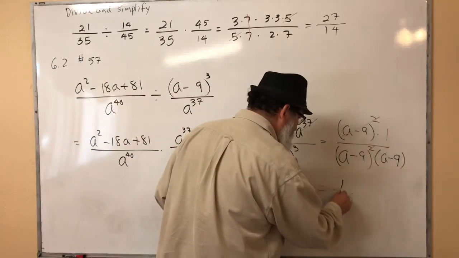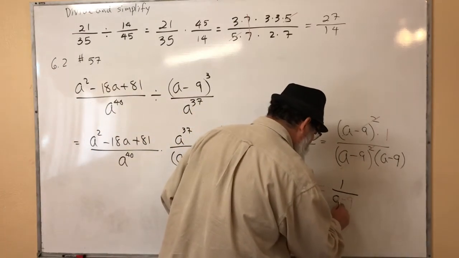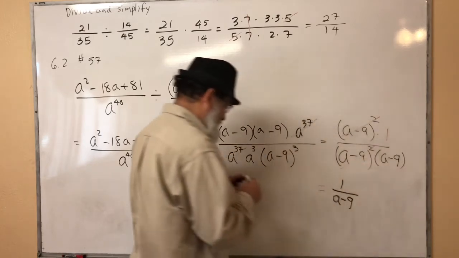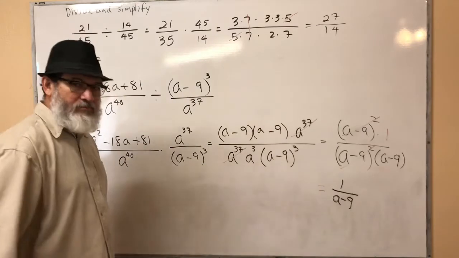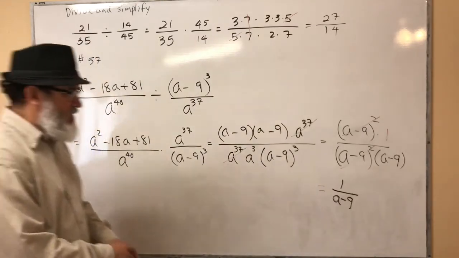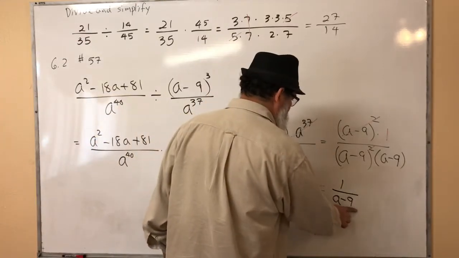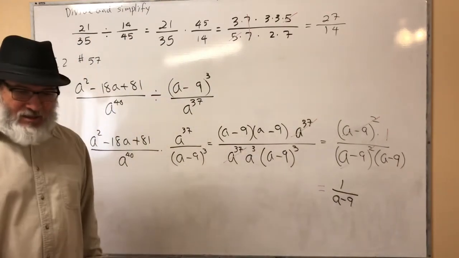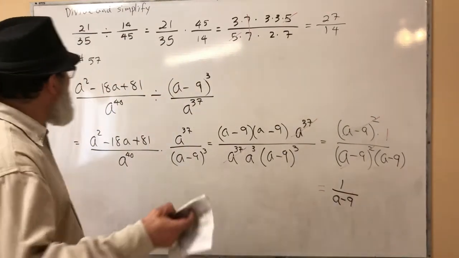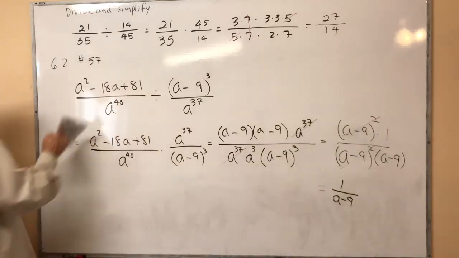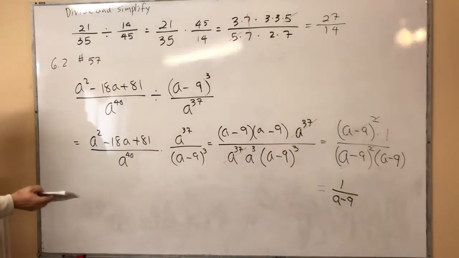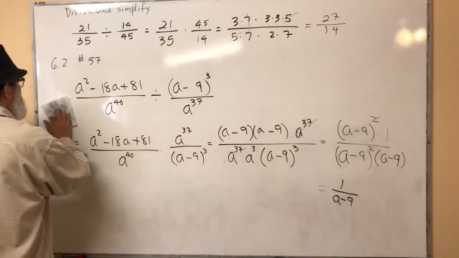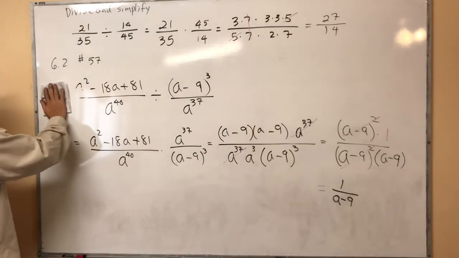1 over a minus 9. That's a 9, okay? Looks like a G, but it's a 9. All right, almost done. I'm tired now. That was number 57, okay? I'm going to do number 60. Let me do number 60. 6.2, number 60, okay?